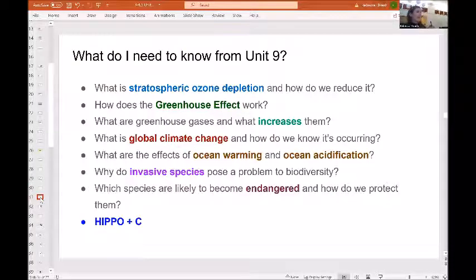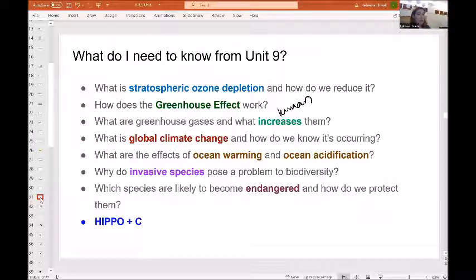All right, guys, so we are leaving unit 8 behind and we are going into unit 9. So remember, this is kind of going to be more the bulk of what we're going to talk about. Here's what we need to know from unit 9, just as a kind of study guide. Number one, you've got to know what stratospheric ozone depletion is. And then what is the major way that we have reduced it? You've got to be able to understand the greenhouse effect. I'm going to show you some diagrams that should help. You've got to be able to identify the greenhouse gases and then what human processes increase them.